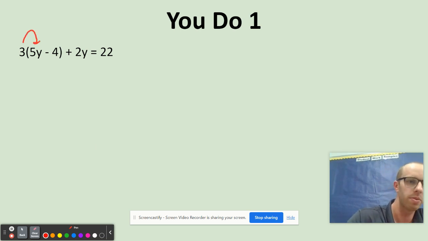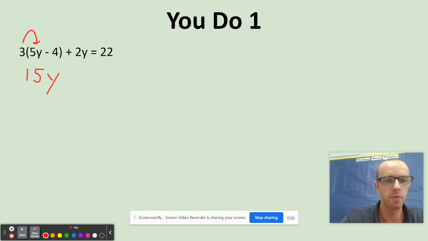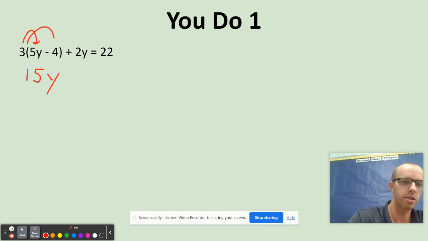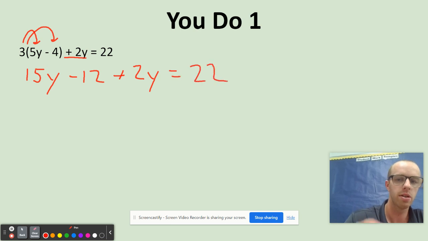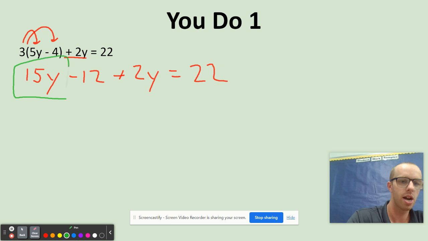I'm going to start with distribution. 3 times 5y is 15y. I need to distribute to every term. Distribution means multiplication. 3 times negative 4 is negative 12. I didn't use this positive 2y here, so I drop it straight down. I didn't use the equals 22, so I drop it straight down. Now I need to combine like terms. I have a 15y and a positive 2y.